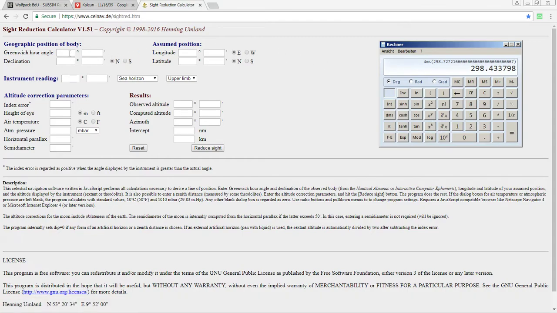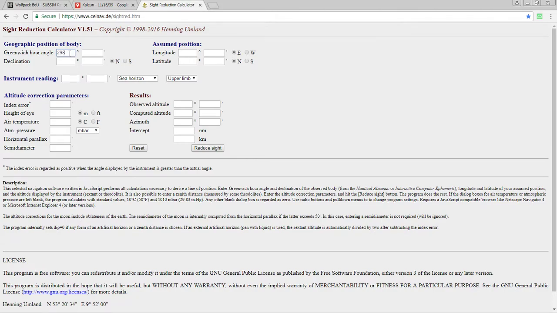That's the Greenwich hour angle, 298, 46, 43.6. Okay, we got that one now. Now we need the declination.